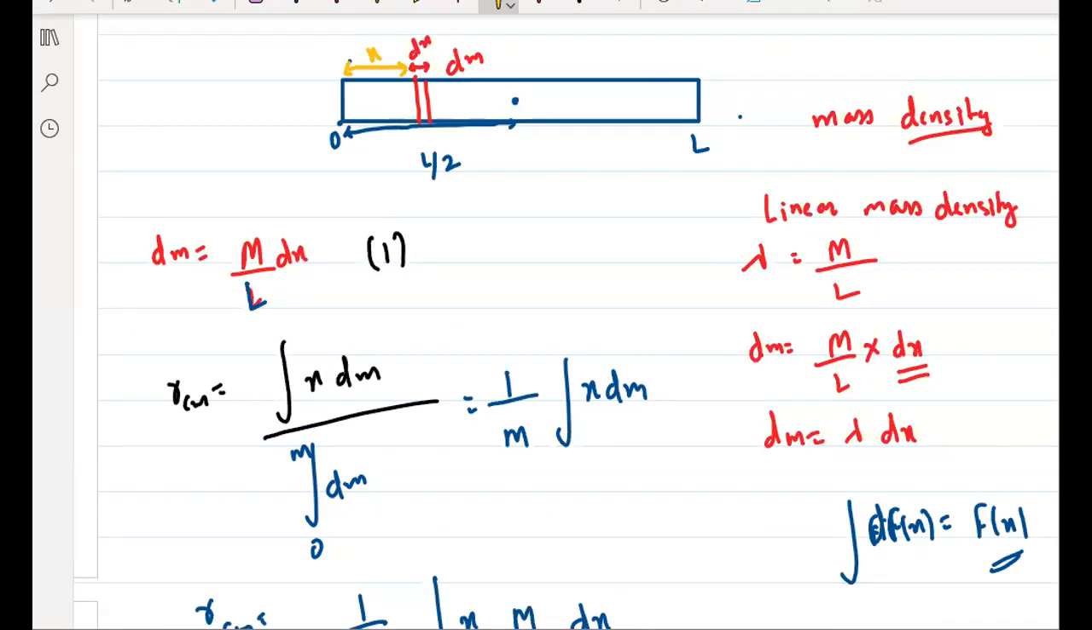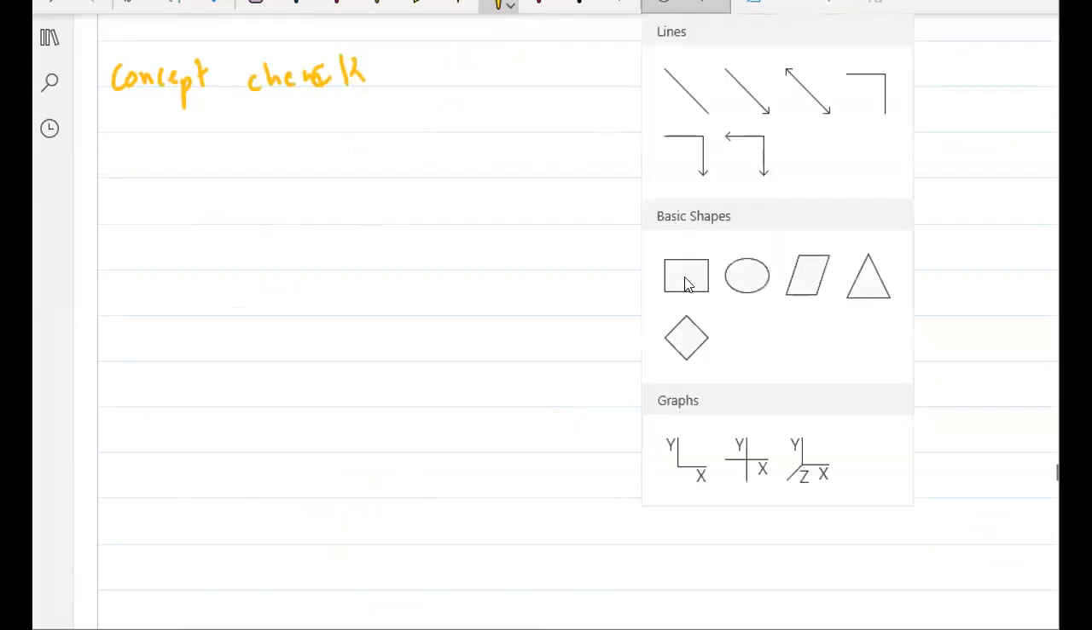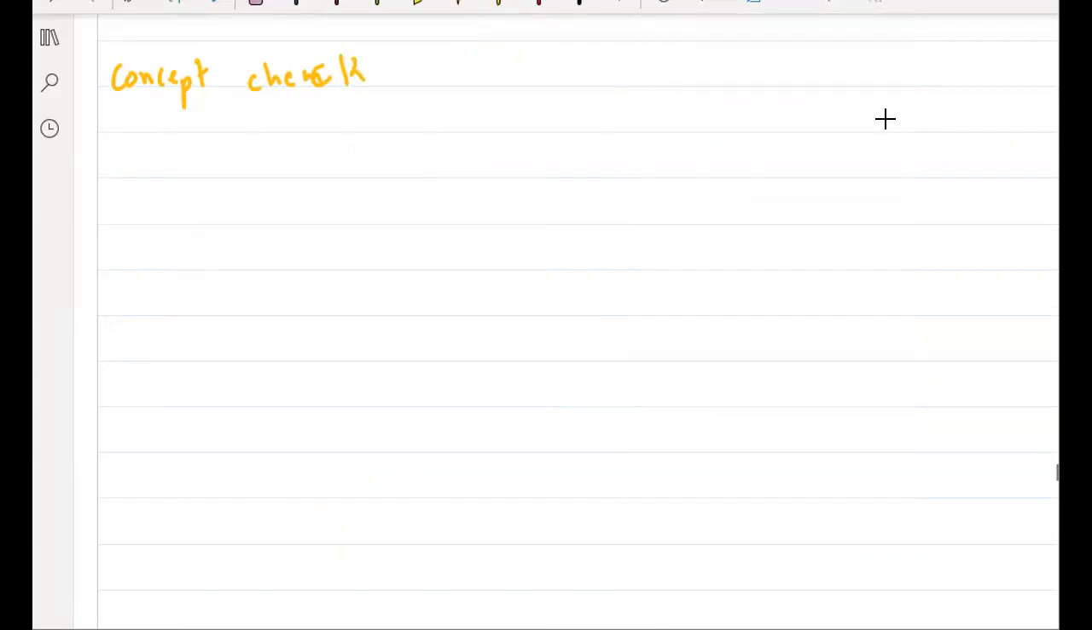Yes. Now let me ask you one more problem. Let us see a concept. Suppose I give you a rod. Let us see how many of you can find it. Now solve this once. Suppose this is a rod, but the problem here is that mass is not uniformly distributed. It means that the mass density, lambda, is actually varying with respect to length.